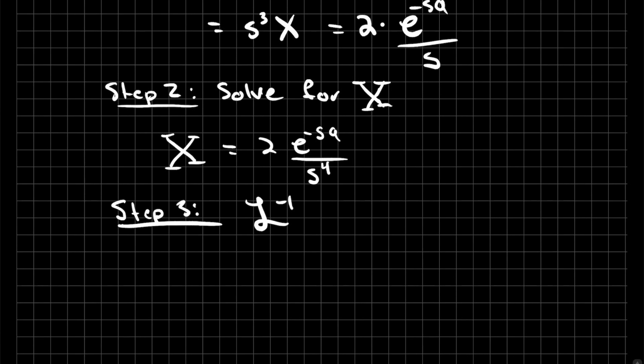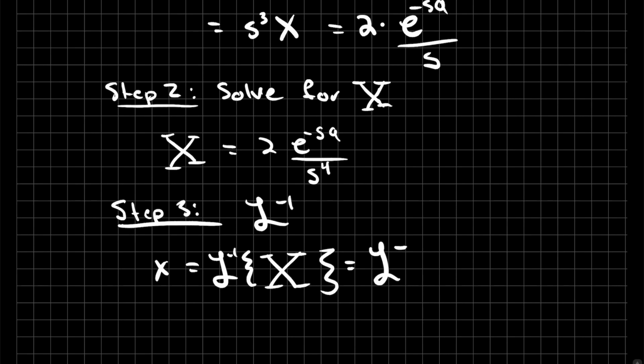On the left, what is the inverse Laplace of capital X? It's going to be little x. That's how we define these. That's the function we're interested in. And on the right, we're looking at the inverse Laplace of 2 times e to the negative sa over s to the 4th.